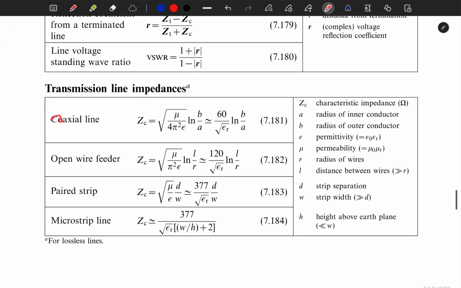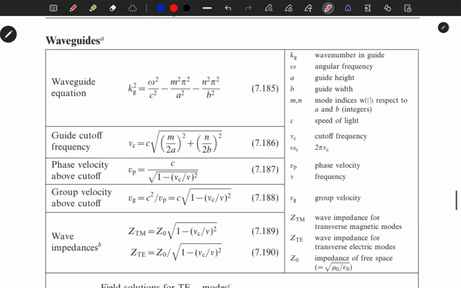Transmission line impedance: coaxial lines have this formula, ln b by a. Open wire feeder, ln d by r. Strip line proportional to d by omega. Microstrip line has the following square root form. Waveguide.